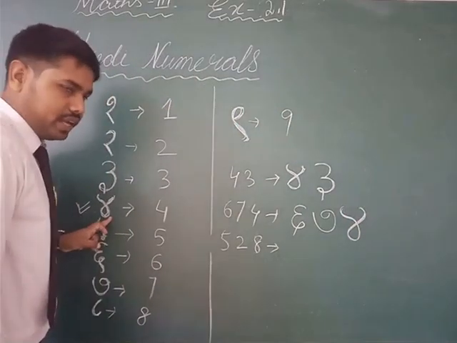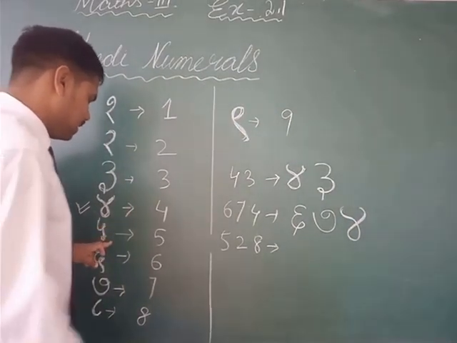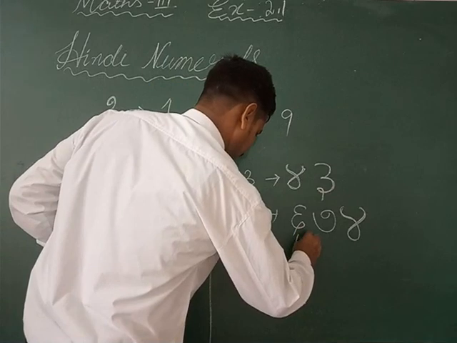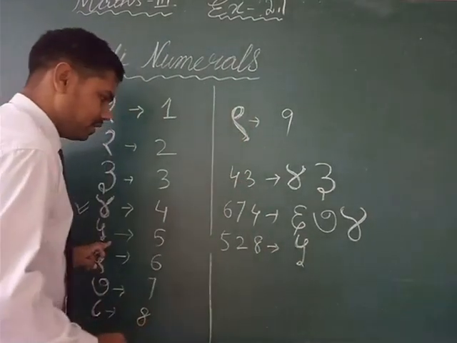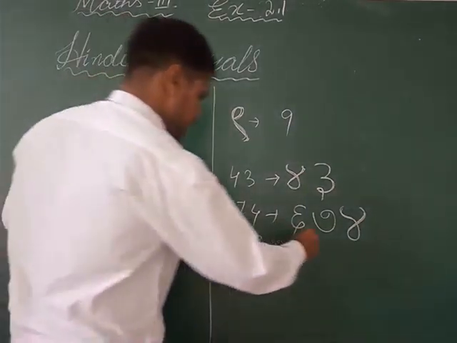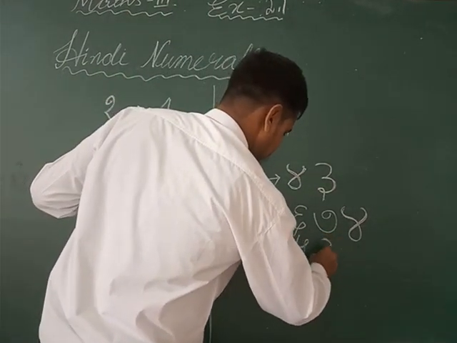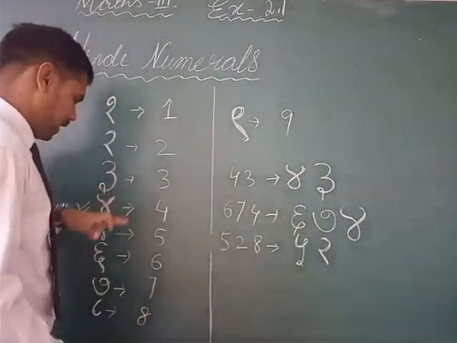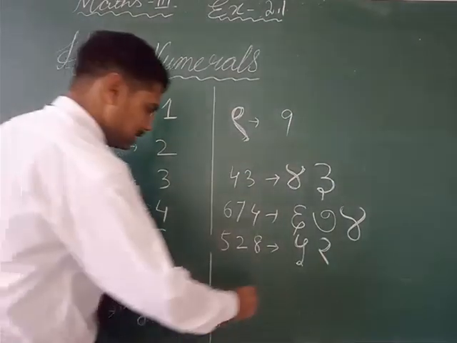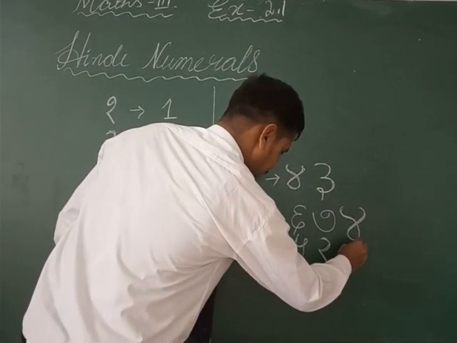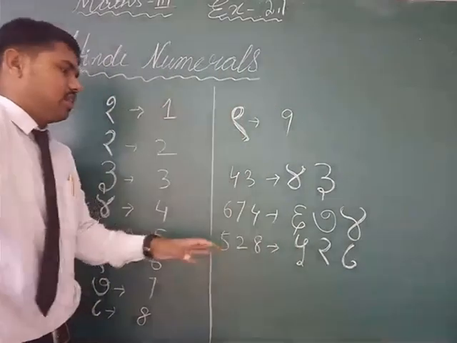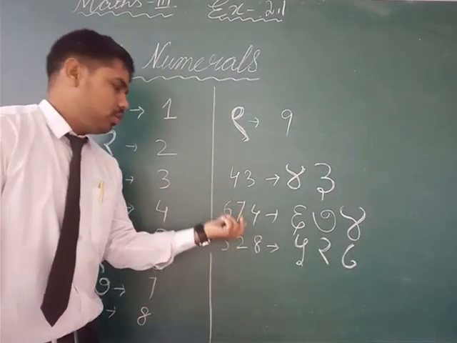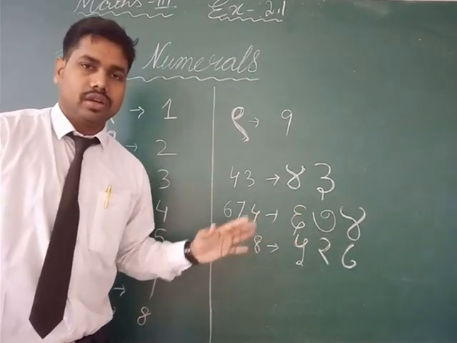Okay. Then 528 we have. So 5 means this. This is how you have to write 5. And then we have 2. 2 is very easy. 2 is like this. And then we have 8. 8 is like this. So this is how you can convert any English numerals into Hindi ones.